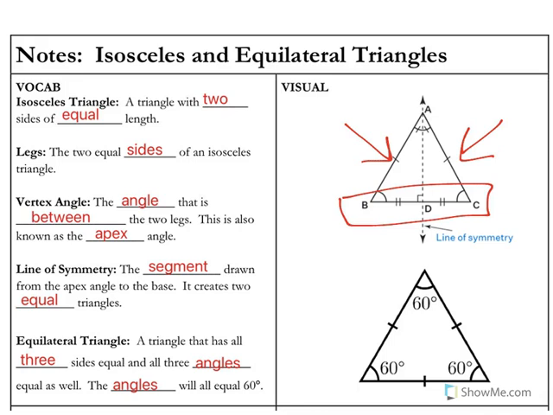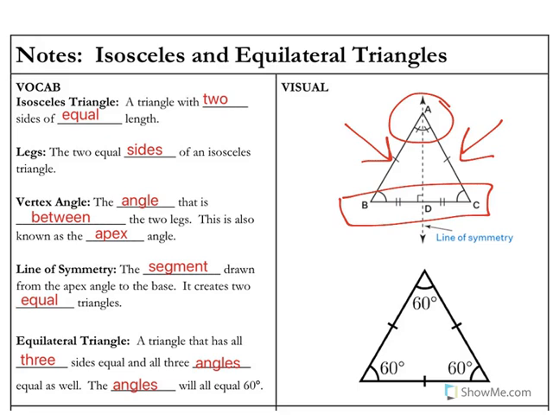And we have a vertex angle. The next vocabulary word is the vertex angle. That's the angle that is between the two legs. So you see the two legs and then that's the angle. It's also known as an apex angle. Then there can be a line of symmetry, which would be the segment that's drawn from the apex angle to the base, and it creates two equal triangles. Because the sides are equal, the angles are equal, so when you split it down the middle, you create two equal triangles. You can imagine that will help us when we're solving some problems.